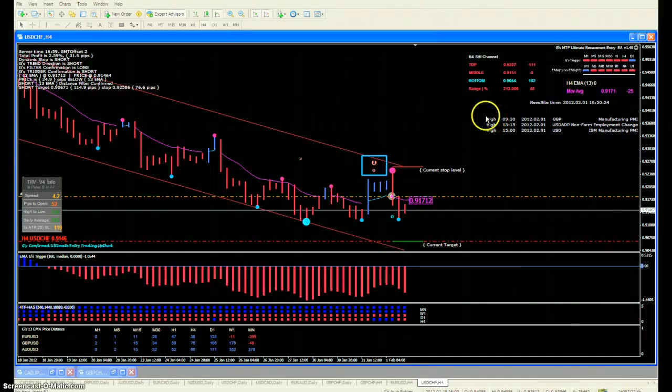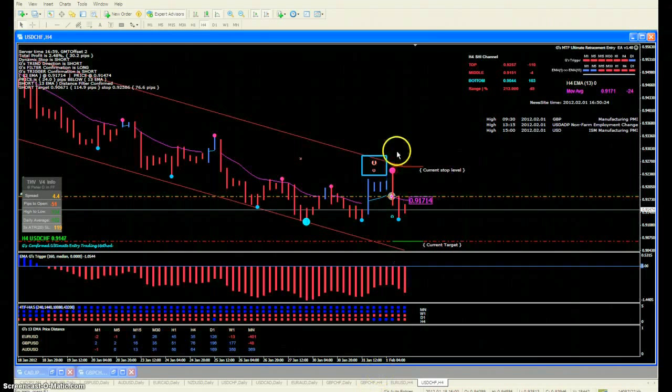So the EA shows some very good information that's relevant to your trading on the chart to provide you with as much guidance as you need, while you're in a trade or prior to entering a trade, even though it finds all the trades automatically. But it's just good to see and know exactly what's going on with your trades.